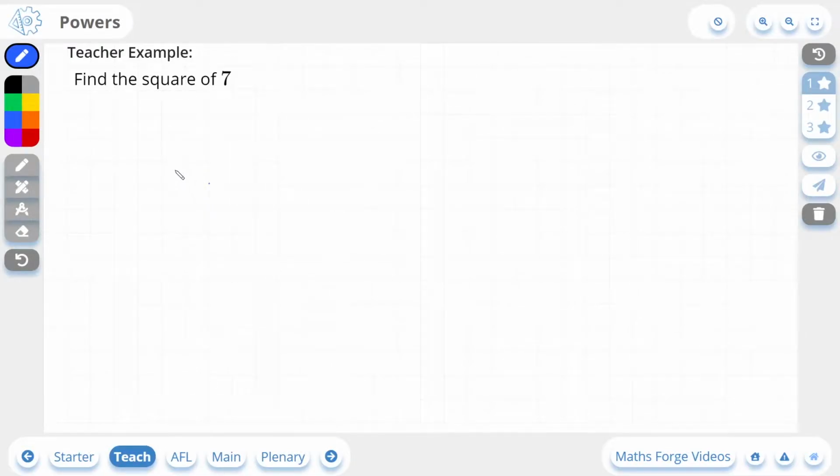In today's lesson, we're going to be doing powers. So let's take a look at our first example. We're being asked to find the square of 7.